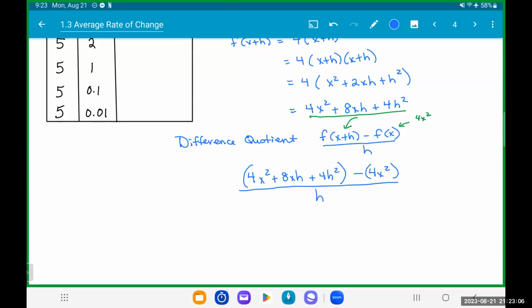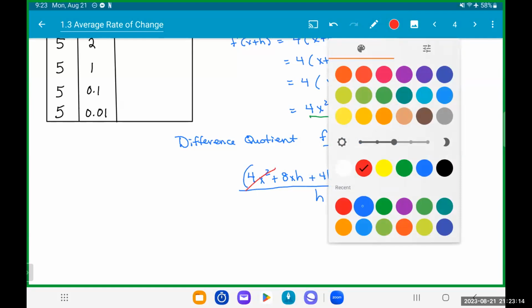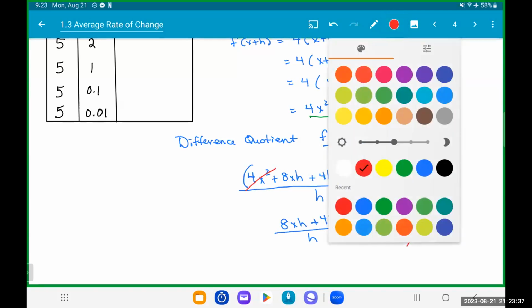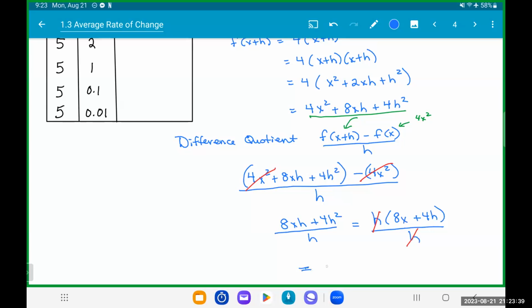So we can simplify this. I can see I have this negative 4x squared and a positive 4x squared. So that leaves me with 8xh plus 4h squared over h. I can factor an h out of both terms in the numerator. So that's going to leave me with h times 8x plus 4h over h. You can see I have an h in the numerator and h in the denominator, so those will cancel. And that leaves me with 8x plus 4h.